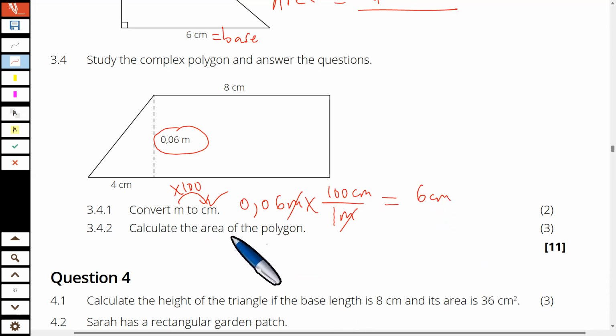centimeters. Let's find the area of this polygon. I'm giving you 2 minutes to find the area, then we shall do corrections. So this one is exactly 6 centimeters. Okay, please do 3.4.2 and let me know when you're done.